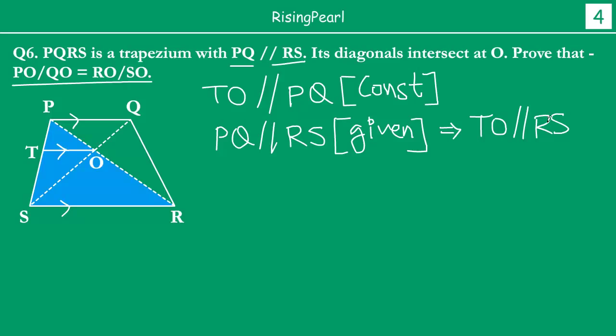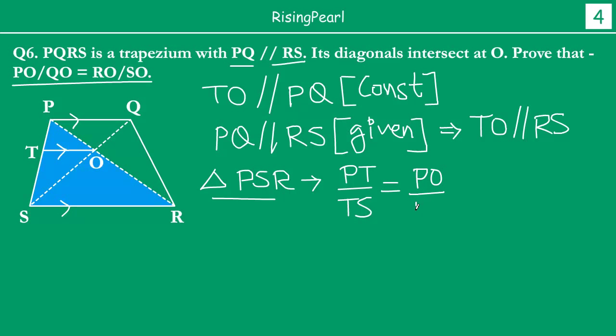So first we are going to focus on triangle PSR. Why? Let's take a look. In triangle PSR, what do we have? In this triangle, we have TO parallel to RS. It means that PT by TS must be equal to PO by RO. Right? Because TO is parallel to RS in this triangle highlighted in blue. So PT by TS must be equal to PO by OR.